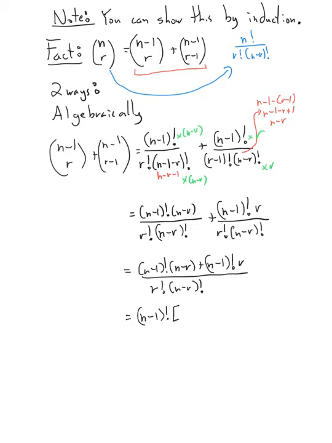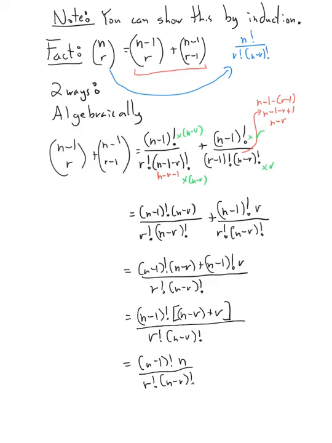And we're left with n minus r plus r over our denominator. And we can see n minus r plus r is just n. So this is n minus 1 factorial times n over r factorial n minus r factorial.